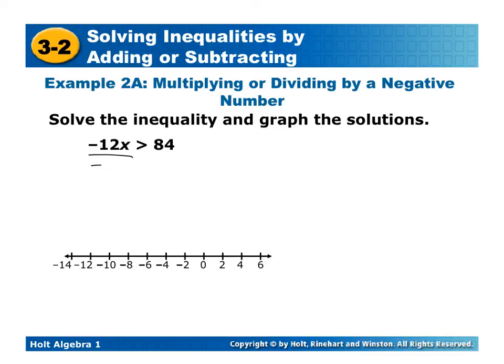Alright, so for this first example, we have negative 12x is greater than 84. So here, because we're multiplying, I'm going to go ahead and divide both sides by negative 12. These cancel out, and we have x. 84 divided by 12 is 7. Positive divided by negative is a negative. Because we multiplied or divided both sides by a negative number, that inequality symbol is going to switch. So now it's x is less than negative 7. Draw an open circle at negative 7. Arrow is going to go to the left.